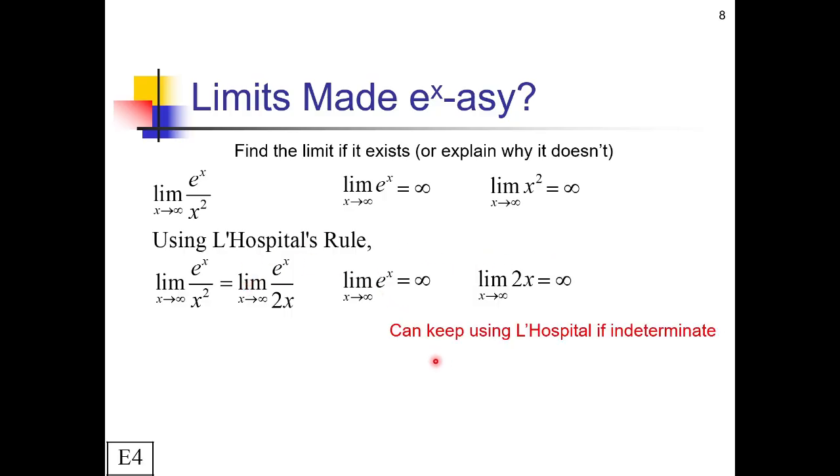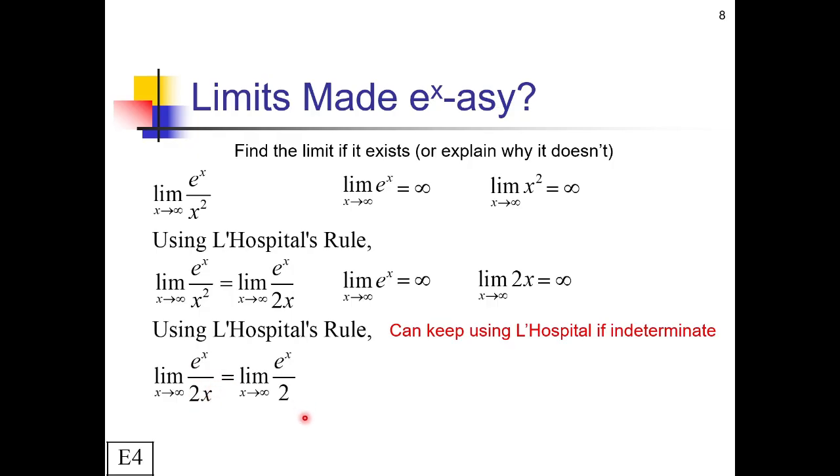Well, not to worry. You can actually keep using L'Hopital's rule if you keep getting the indeterminate form. So using L'Hopital's rule again, and now we're rewriting this e to the x over 2x limit. Again, taking my derivative, I've got e to the x over, now we've got 2. And if I plug infinity in this situation, I no longer have infinity over infinity. It's like infinity over 2, which is infinity.